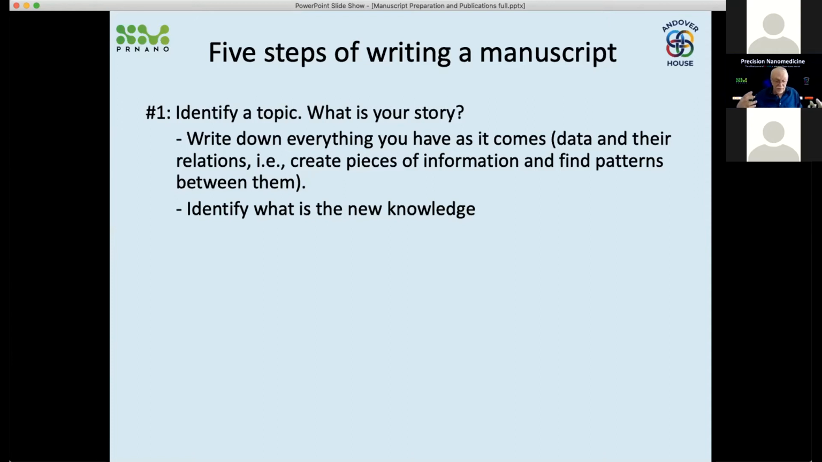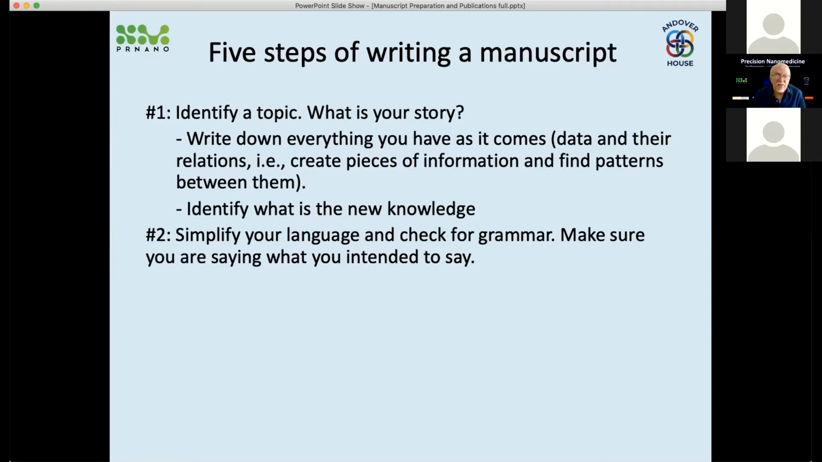First, you don't have to focus on the content, and you don't have to focus on the style. Just keep writing, just do it. Then, in the second round, the second step, simplify your language and check for grammar. Don't be a perfectionist in the first draft. Make sure that you have a story. Make sure that you are saying what you intended to say. It's a very typical problem that you know what you are trying to say, but you're not saying it.